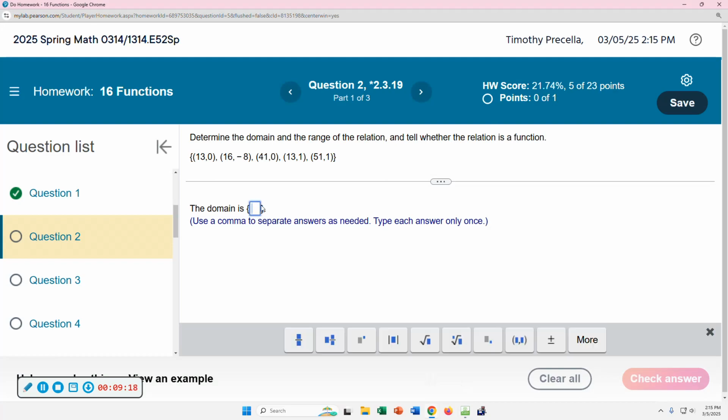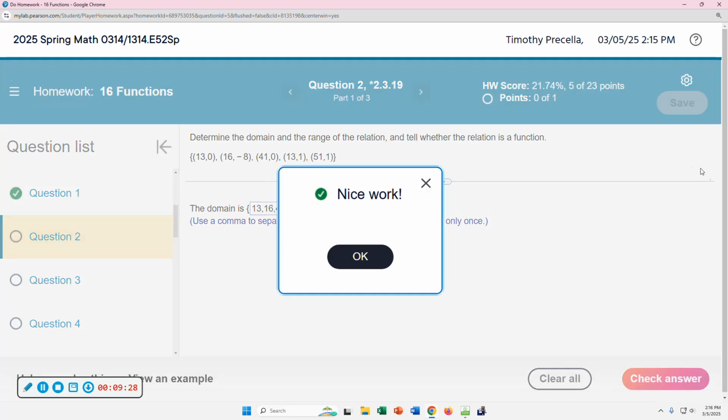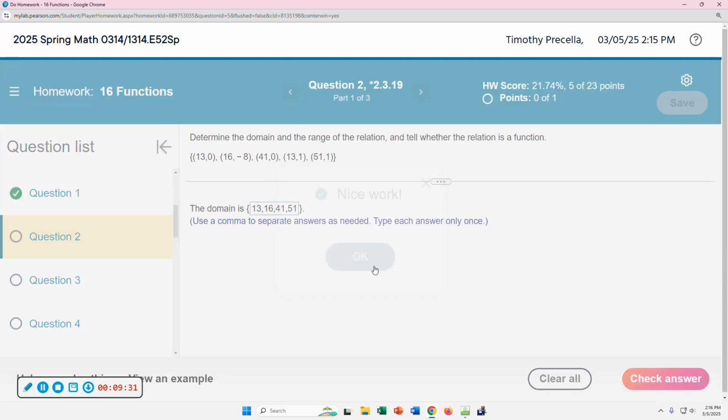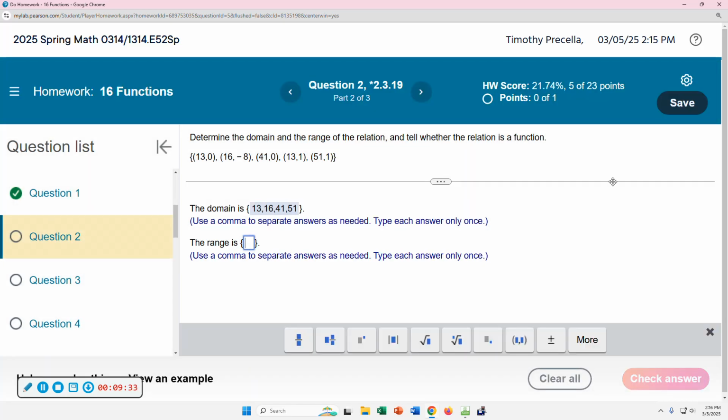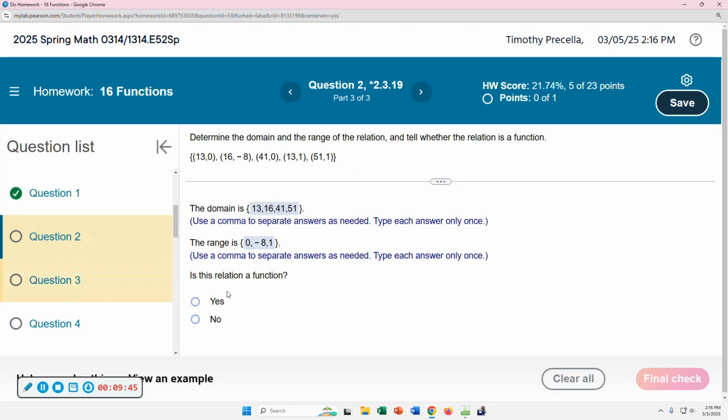Okay, they've already put the set braces. So there's 13, 16, 41, and 51. The range, 0. We separated them by commas. -8 and 1. You'll notice where the instructions say type each answer only once. That's why we're not repeating any.